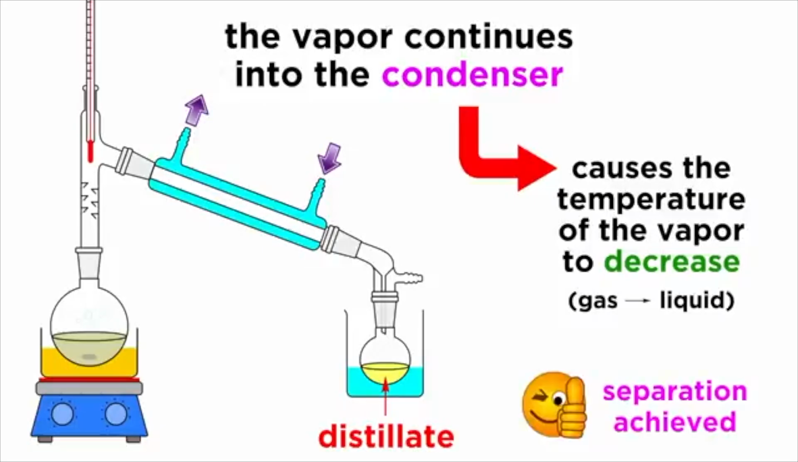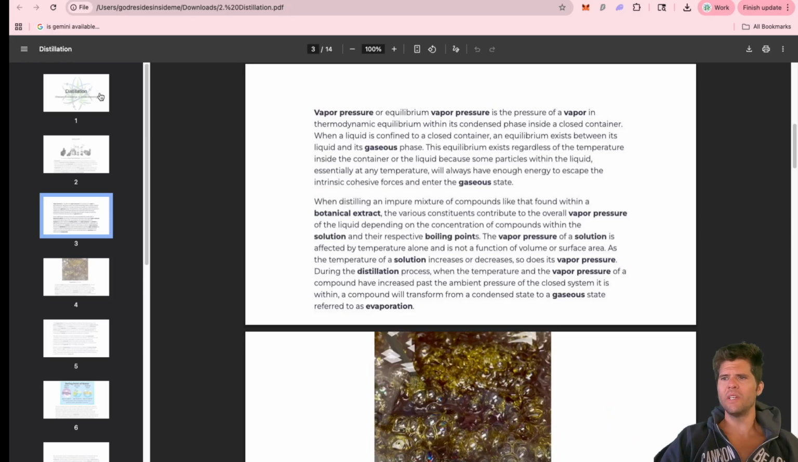Vapor pressure, or equilibrium vapor pressure, is the presence of vapor in thermodynamic equilibrium with its condensed phase inside a closed container. When a liquid is confined to a closed container, an equilibrium exists between its liquid and its gaseous phase. This equilibrium exists regardless of the temperature inside the container or the liquid because some particles within the liquid, at any temperature, will always have enough energy to escape the intrinsic cohesive forces and enter the gaseous state.